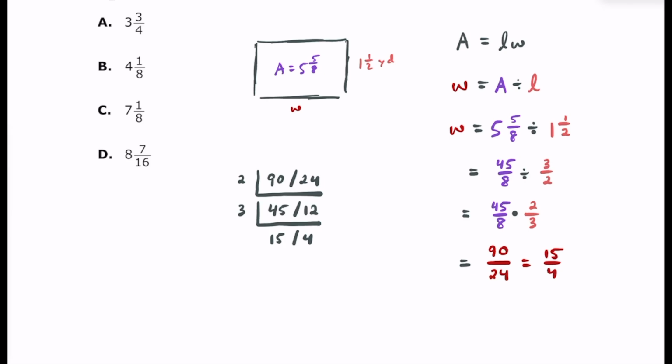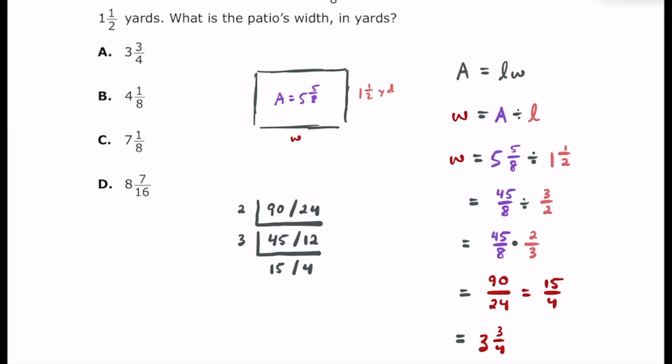But what's that as a mixed number? Well, 4 goes into 15 3 times with 3 left over. That's 3 times 4 is 12 with 3 left over, so it's 3 3/4. So we're going to be looking for a width here that is going to be 3 3/4. I think that's going to be answer choice A.